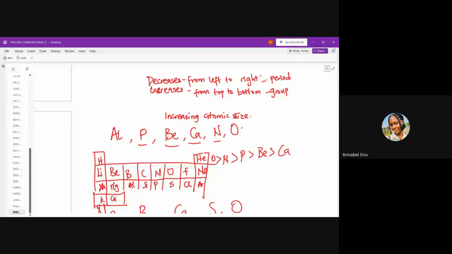So we are only comparing aluminium now with phosphorus and also with calcium. Aluminium will be greater in size than phosphorus because it is decreasing across the period.